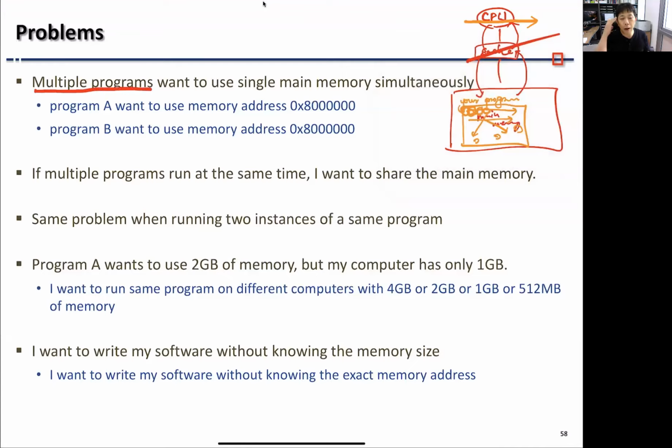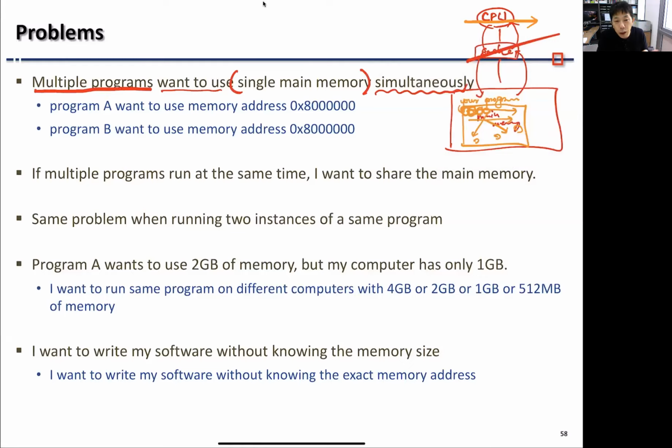If we think about computers in the 1970s or 1980s, back then only one program was running at a time on your computer, so your one program could use the whole memory by itself. But these days, who runs one program? On your operating system, there are always multiple programs running at the same time, like 10, 20 programs or processes. So multiple programs want to use a single main memory simultaneously.